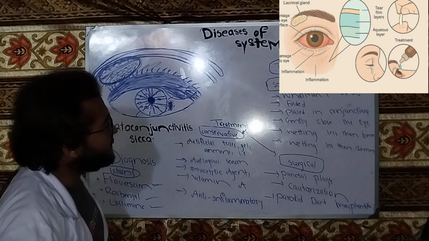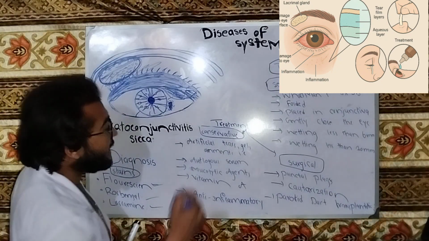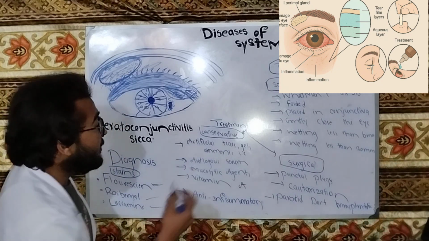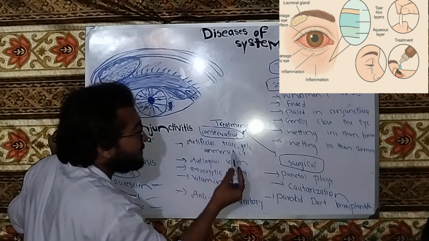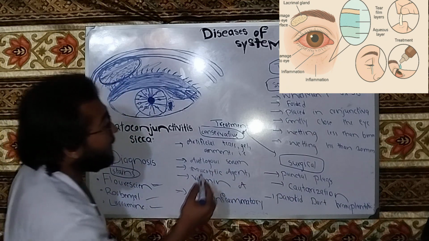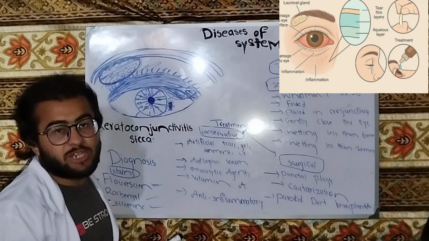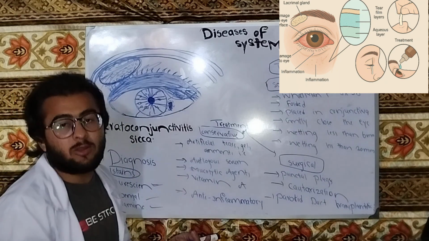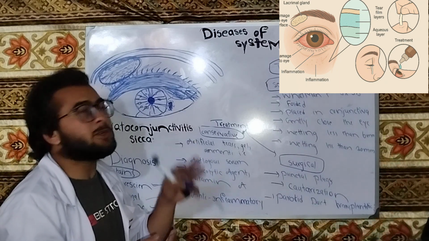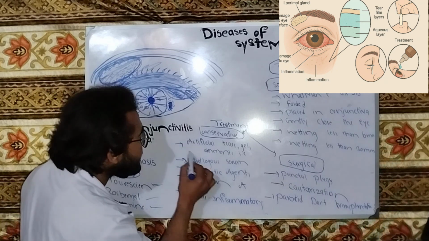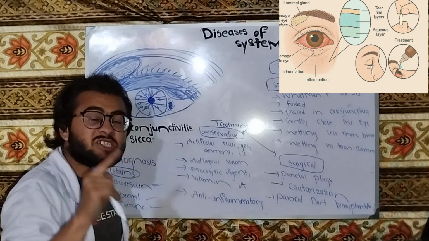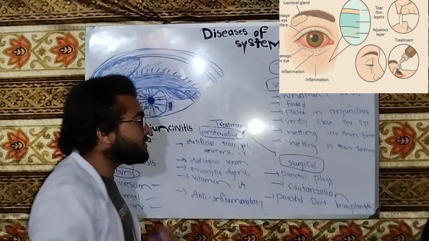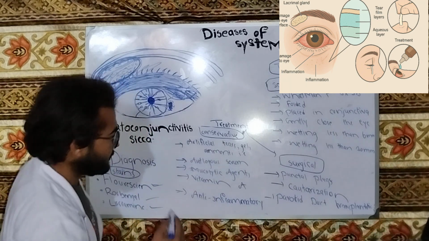The treatment options can be conservative and surgical. The conservative treatment options are the artificial tears, gels and ointments. For example, the cellulose derivatives, the polyvinyl alcohol, and for example the petroleum mineral oils. So these are the mainstay of treatment in dry eye syndrome. Okay, the mainstay of treatment is the artificial tears, gels and ointments.